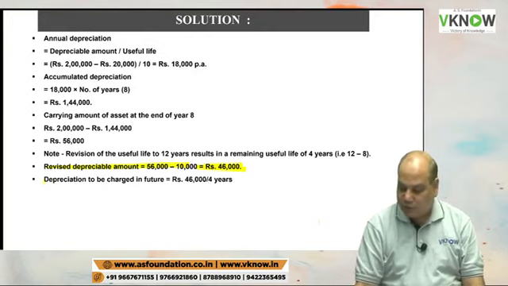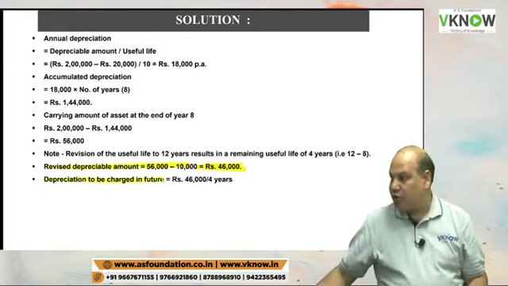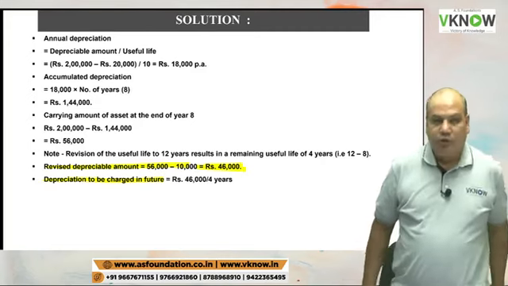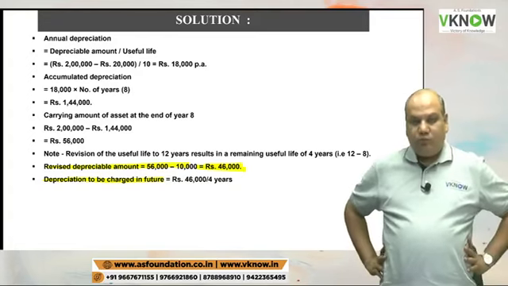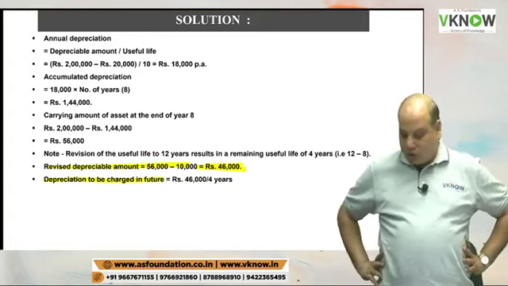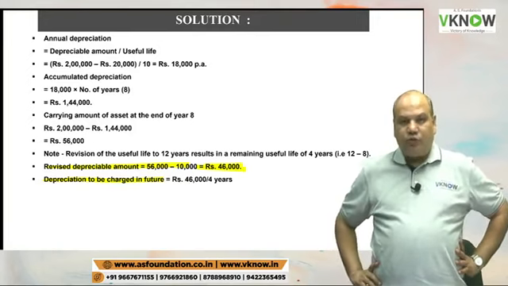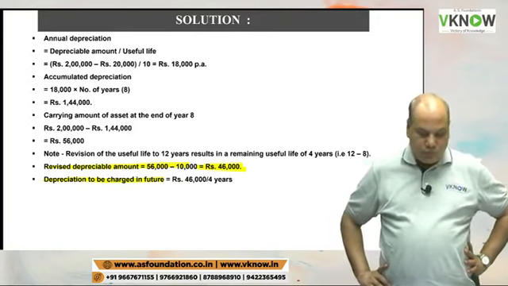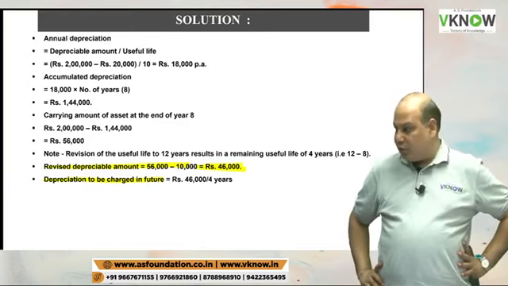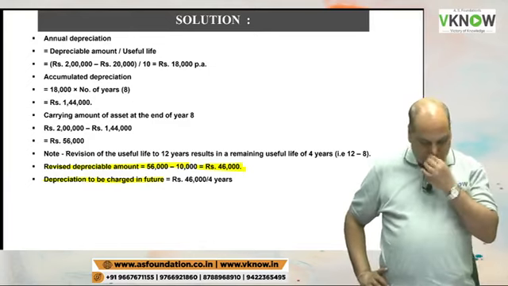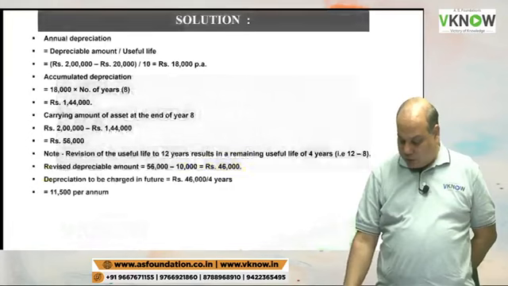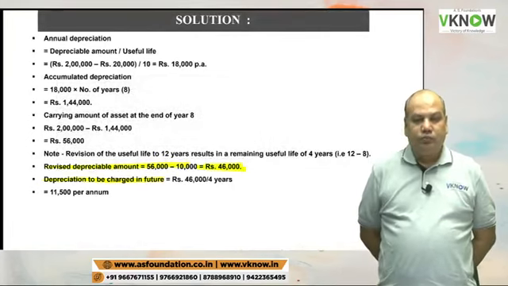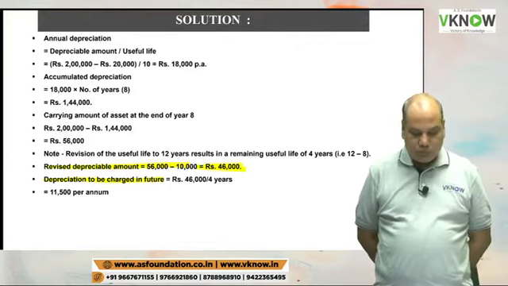Therefore, write down depreciation to be charged in future years. Depreciation to be charged in future years is 46,000 divided by 4, and that comes to 11,500 per annum.